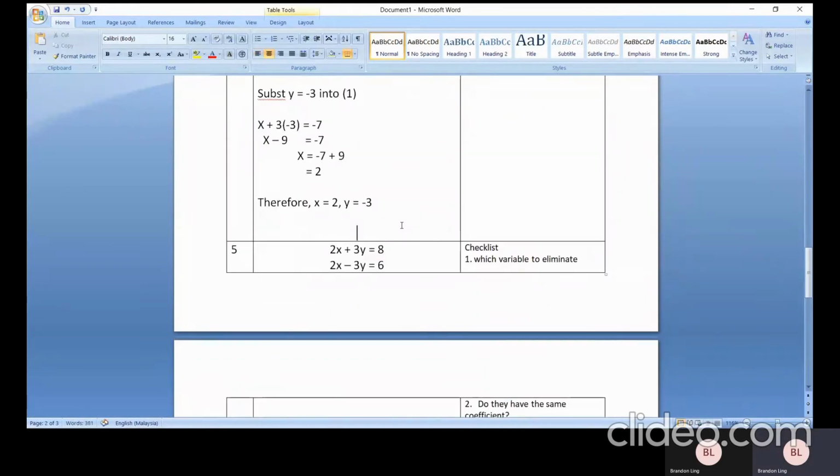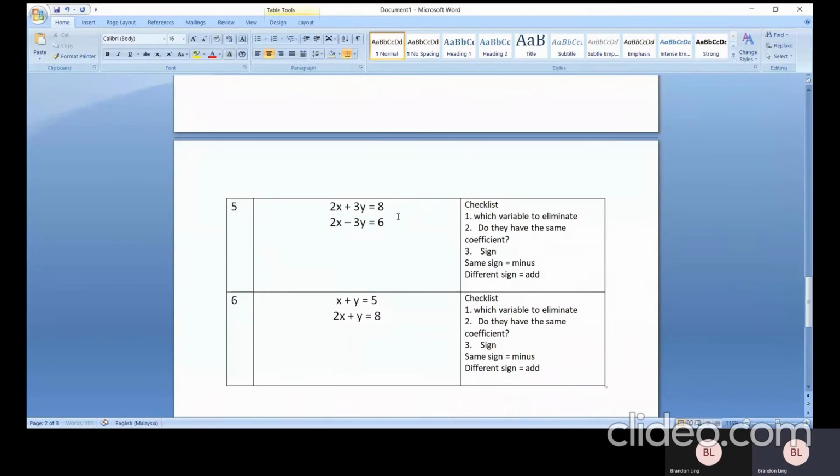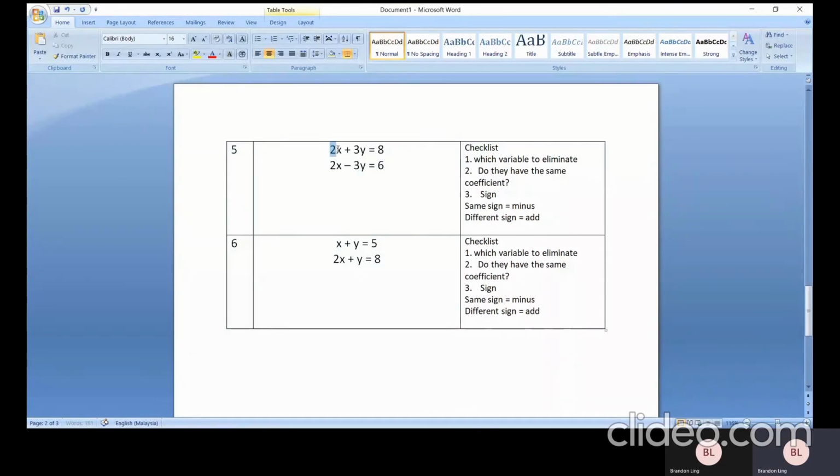Next, question 5. So in this case, you have 2x and 2x, both having the same coefficient, and 3y and negative 3y, they have different signs. Okay, so here you need to make a decision which variable that you need to eliminate. So let's say I would like to eliminate x. Okay, so 2x and 2x. Are they having the same variable? Yes. The same coefficient? Yes, the answer is correct because both of them have the value of 2 and they have the same sign as well.